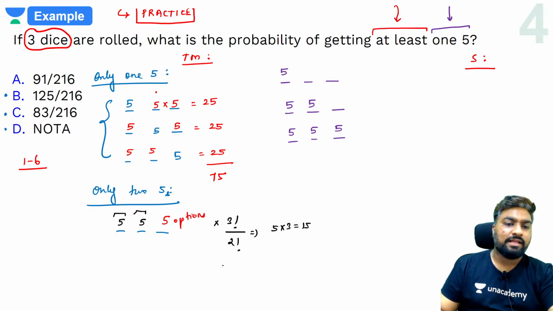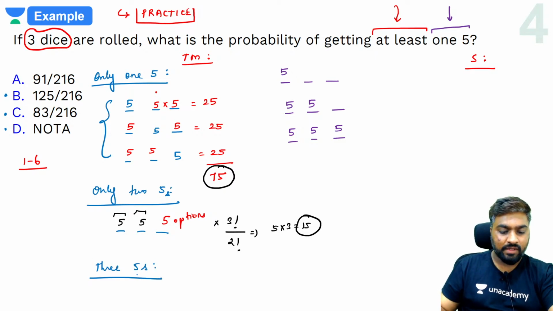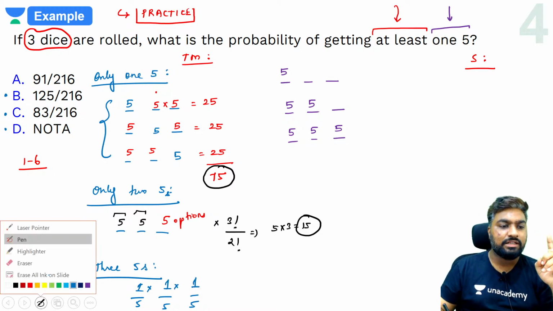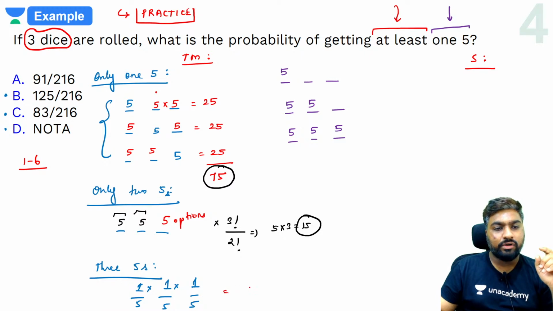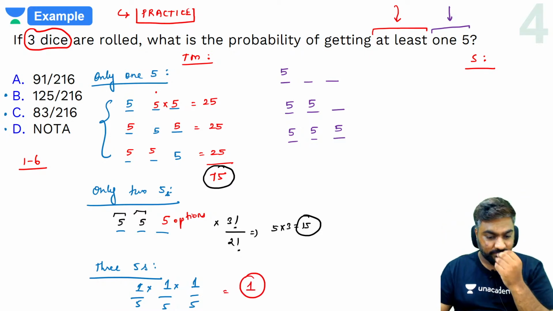Say yes if you understood. Here we have 75 cases, here we have 15 cases, and what about 3 5s? Here 5, here 5, here 5. That means there's only one possibility in each of these. So in total you have only one such case: 5 5 5, that's it.